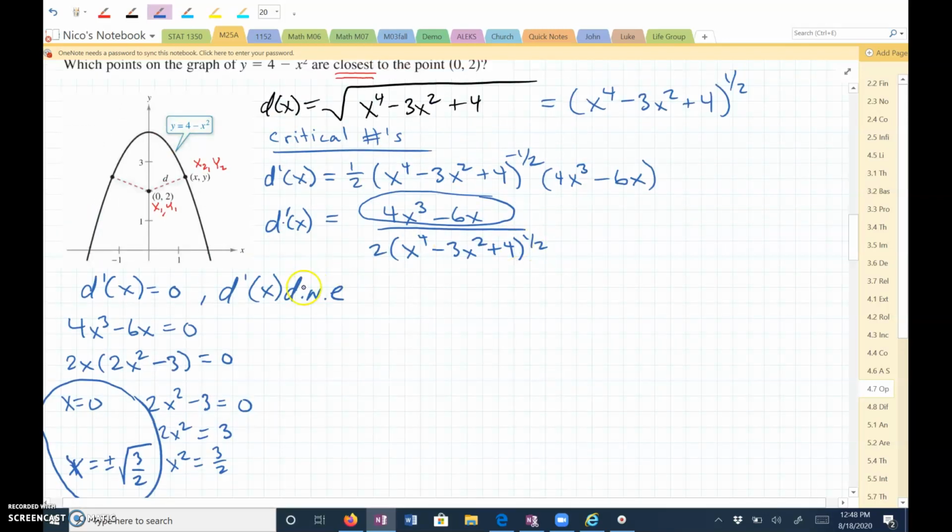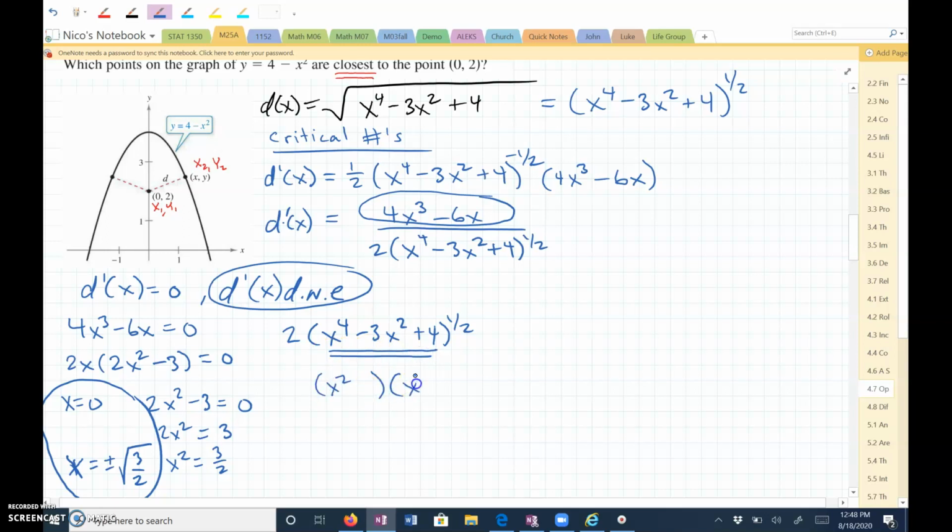Also, we need to take the denominator and see if we can set this equal to 0, which would tell us where the derivative does not exist. And if you look here, if we try to factor this, it would be x squared, we need to find factors of 4 that add up to negative 3. Nothing's going to work there. So that doesn't work. So we have our critical numbers.